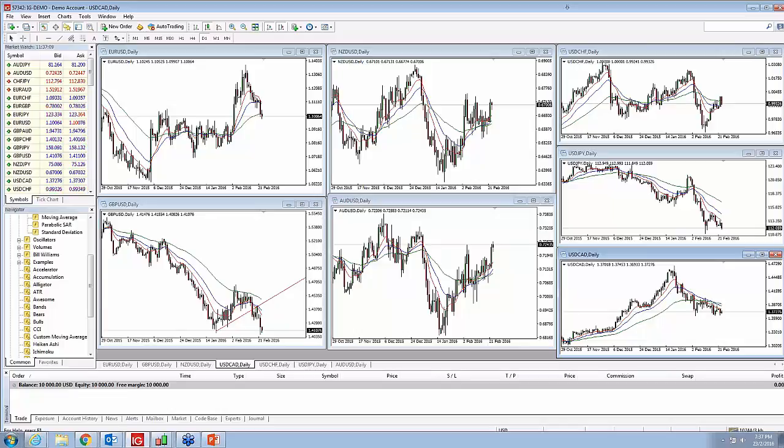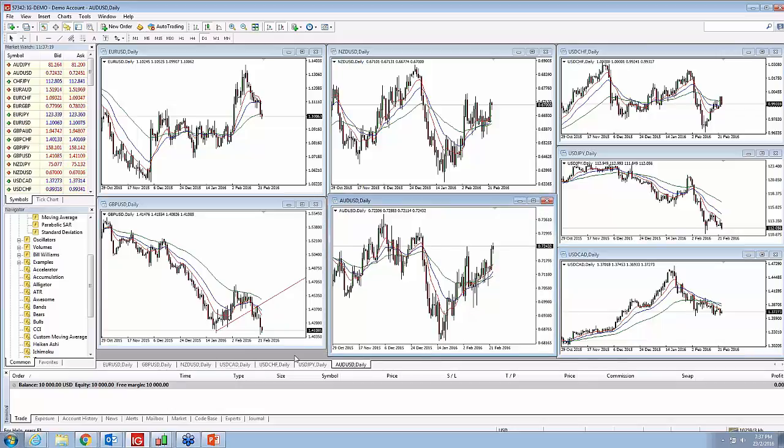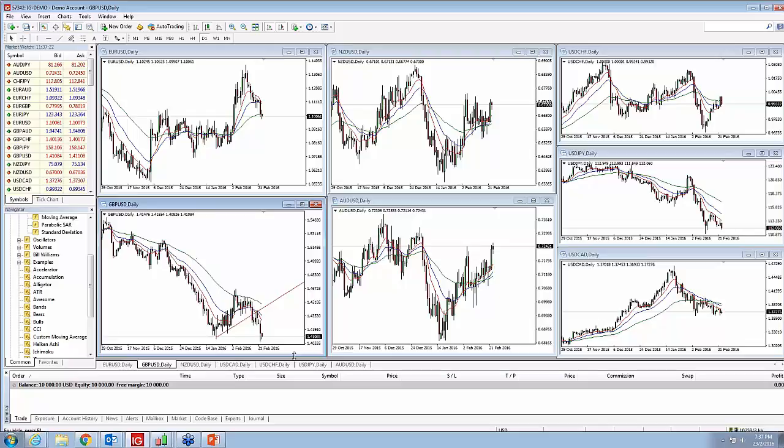Now, quick glance. I got Euro dollar here. I got pound dollar. I got the Kiwi dollar, Aussie dollar, dollar Swiss, dollar yen, dollar CAD. Now, simple glance at this market scanning board and tell me which is the weakest pair. Just a very quick glance. What do you think?